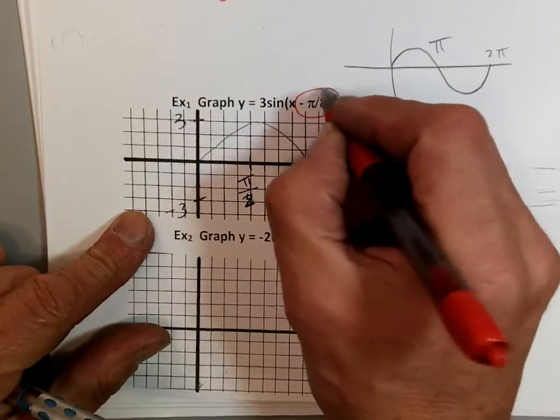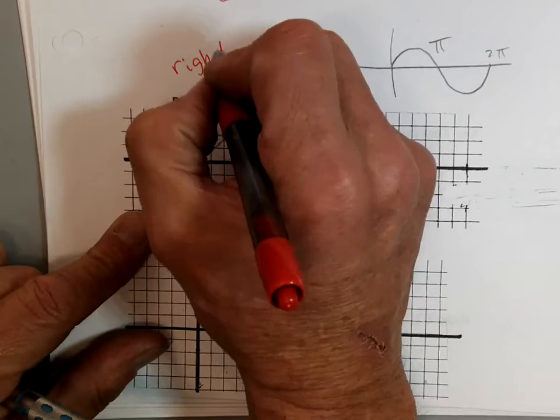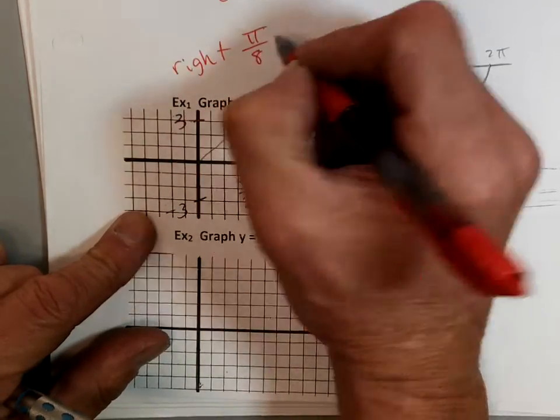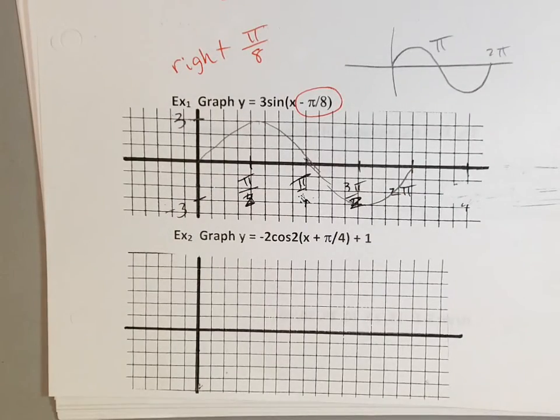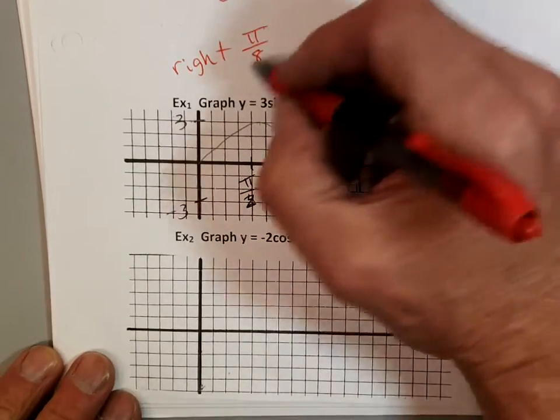Now we're going to move it. We're going to go right pi eighths. Okay, we're going to go to the right pi eighths. And the right because it's the opposite, right? So it's got to be the opposite.